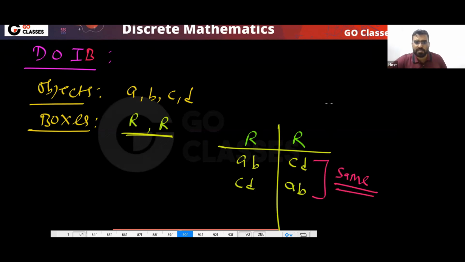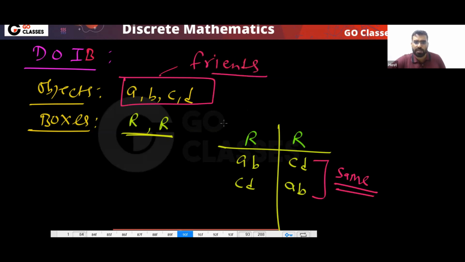Just consider like this. These are friends. They are going on a picnic. These are friends. They are going on a trip. And these are the rooms in a hotel. What this scenario tells you is that AB are together, CD are together. And this scenario also means AB together, CD together. So these two scenarios are same. Yes or no?